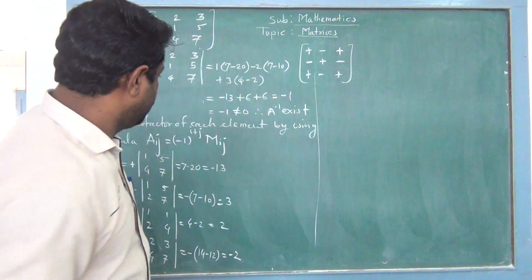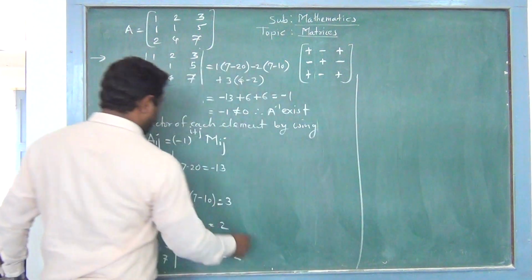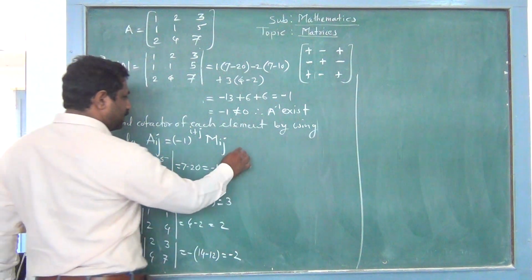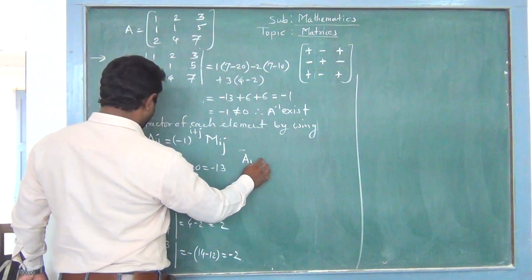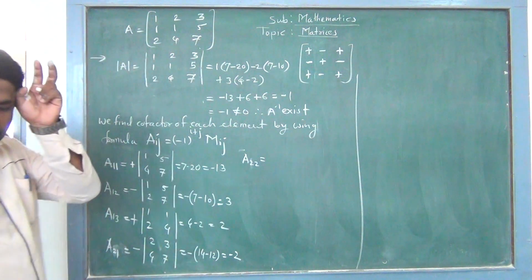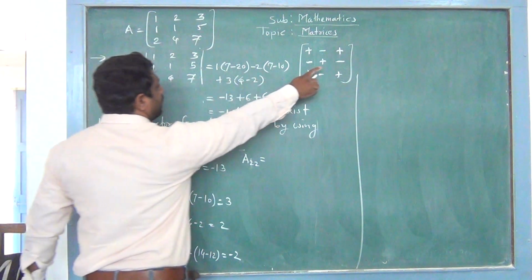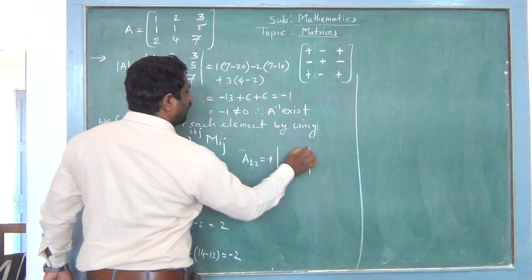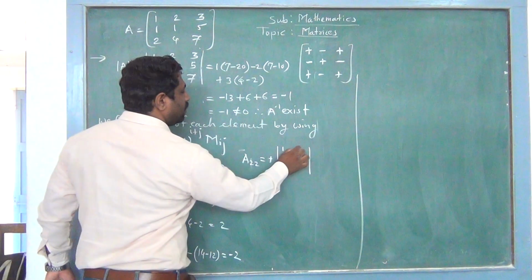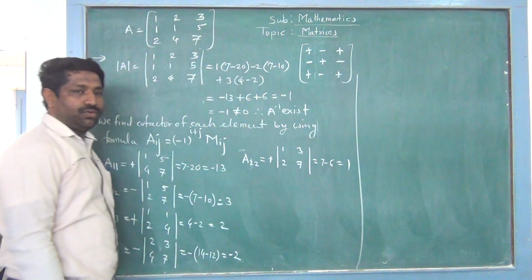Next, up to this we get 4 cofactors. Now next, A22 means the element in the second row, second column. So A22 has the sign plus, and the minor of this A22 is 1 3 2 7, which is 7 minus 6, that is equal to 1.